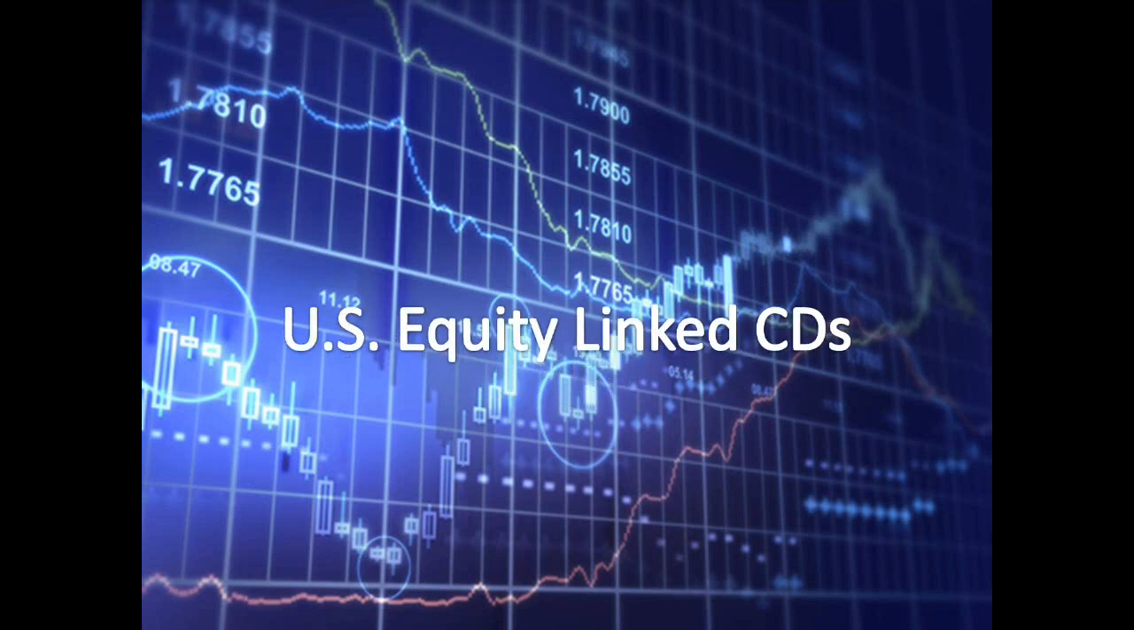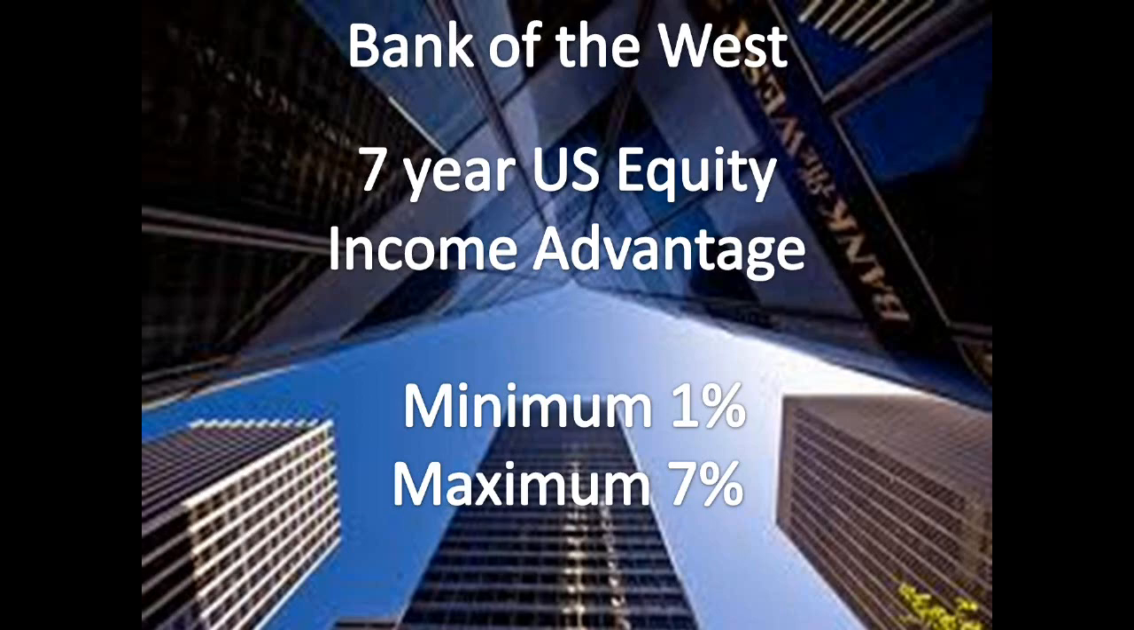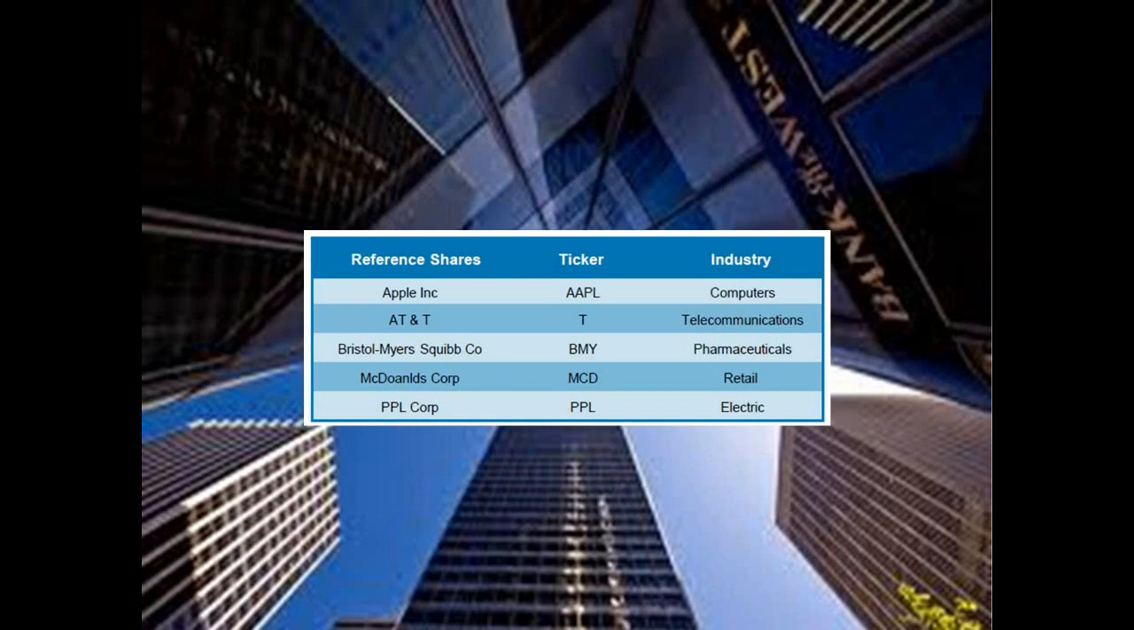So let's turn to the equity offerings that we'll have this month. Of course, we'll have the counterpart to the commodities income advantage product. We'll have the equity income advantage product. Once again, from Bank of the West, a 7-year product. Minimum guaranteed annual interest rate of 1% or a maximum of 7%. Works the same way. It's linked to 5 individual stocks, stocks you're familiar with. They don't change very much from month to month. They seem to like Apple, AT&T, Bristol-Myers, McDonald's, and PPL. We've seen all of those before in previous offerings.